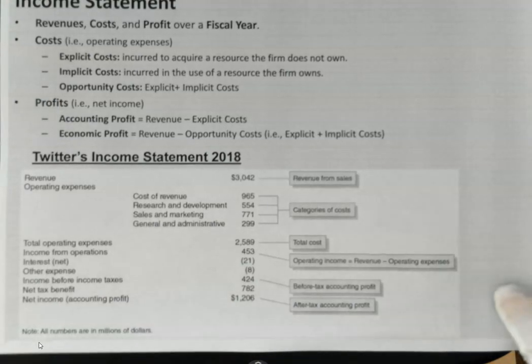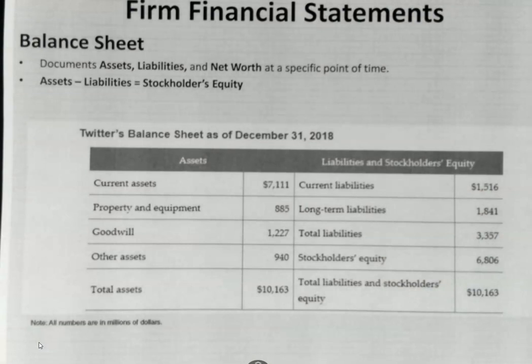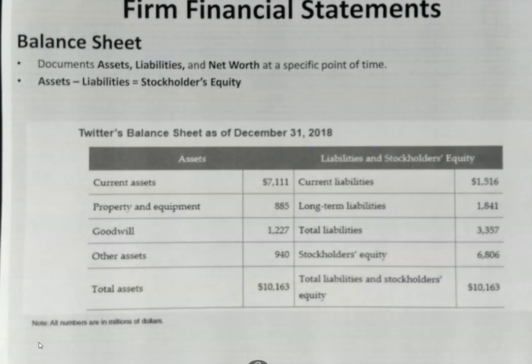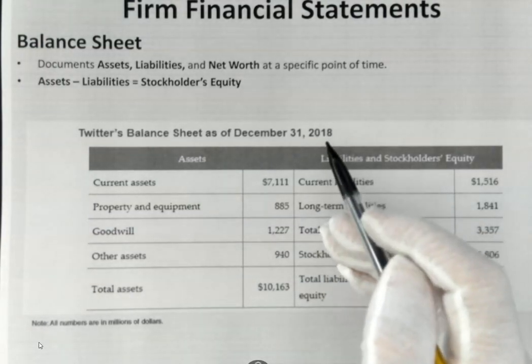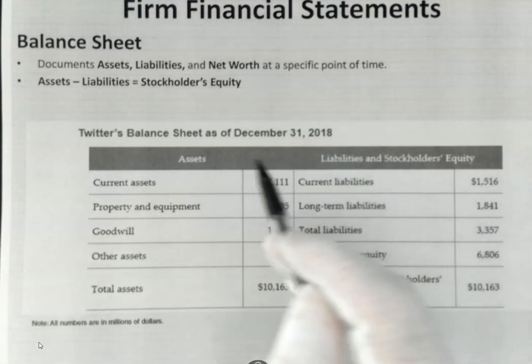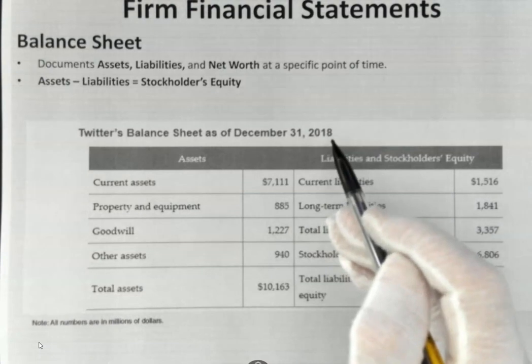Let's take a look at the next type of financial statement. Here we have a balance sheet. This is also for Twitter. Now, unlike an income statement, a balance sheet shows what a company owns and what it owes. It's a snapshot at a point in time. It's not over a fiscal year. It's usually taken at the end of a fiscal year. For Twitter, they run their fiscal year with the calendar. So their last day for 2018 would have been December 31st.